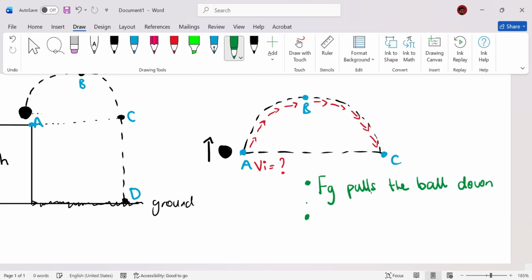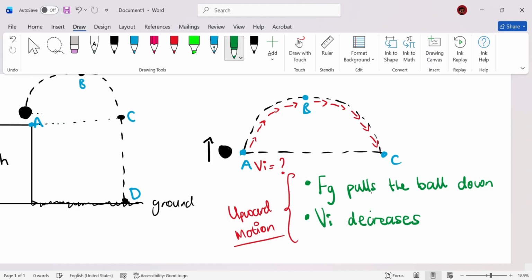And as it goes up, this is during the upward motion, right? Just to be very precise and very simple. During the upward motion, Fg pulls the ball downwards, right? What also happens? The velocity of the ball decreases. That's a very important point. The initial velocity of the ball decreases. Okay? So that's very important.